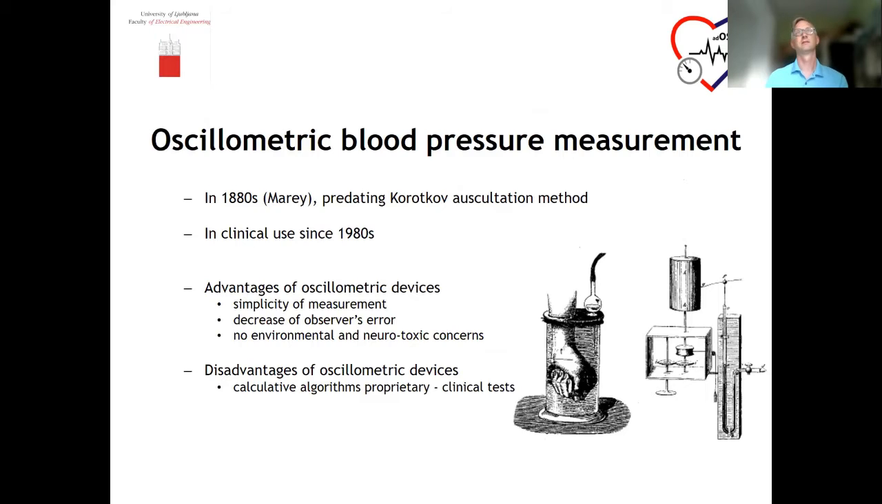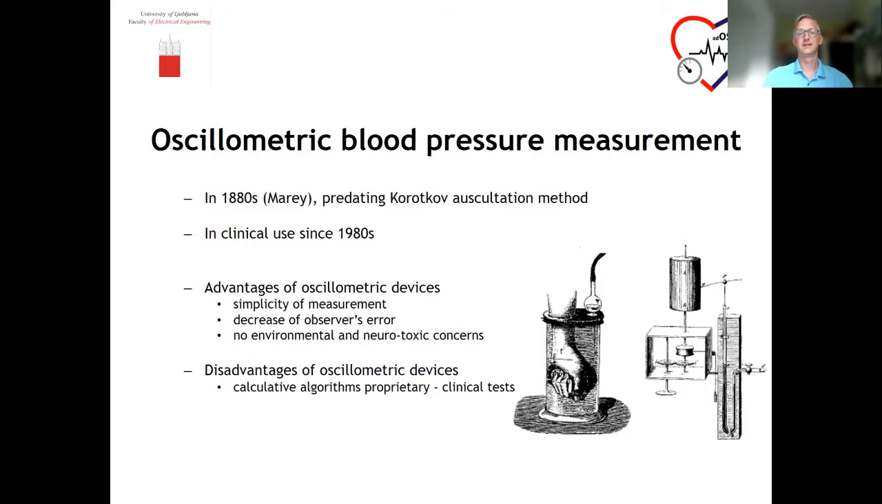There are two basic approaches for measuring blood pressure, and one is the Korotkoff or Riva-Rocci standard classical auscultatory principle, and the other one is the oscillometric principle. Oscillometry was basically predating the Riva-Rocci-Korotkoff auscultation method by a couple of years, and it's in clinical use since the 1980s.